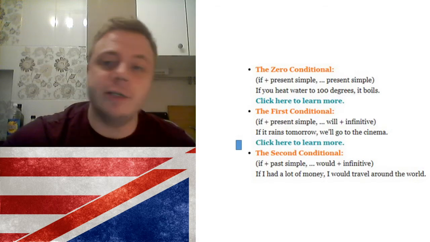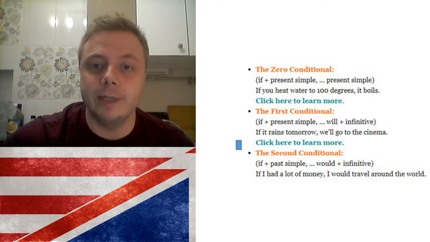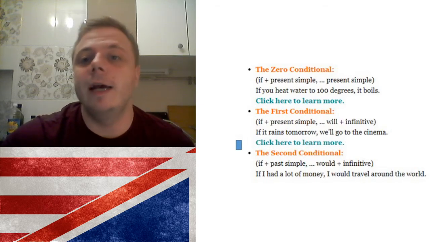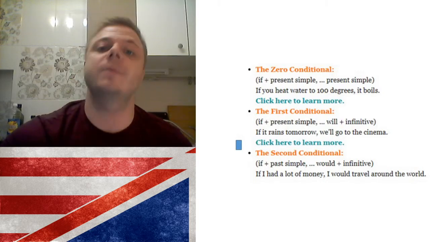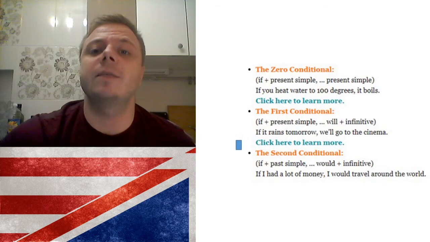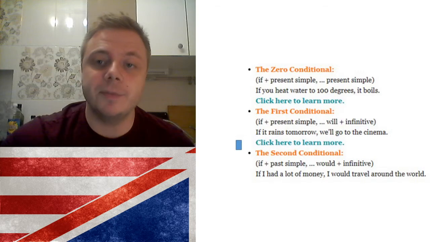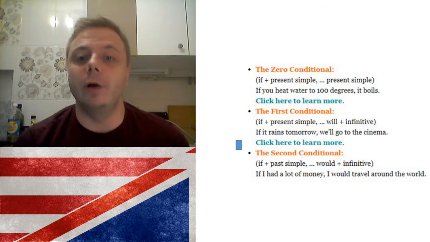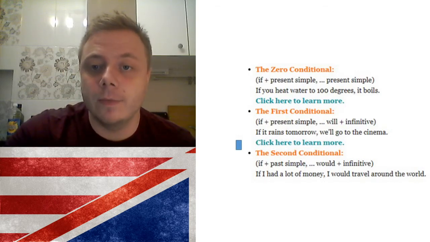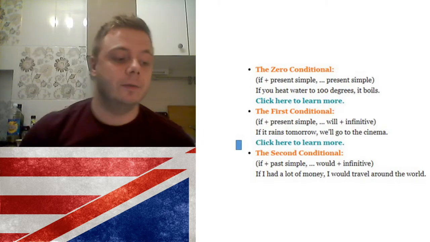So any conditional sentence consists of 2 parts. The if part, or the if clause, the cause of the situation, and the second part, or subordinate clause, which shows the result. So here, for example, we have if plus present simple plus present simple. So the examples are like this. If you heat water to 100 degrees, it boils, right? So this is the cause. And it boils, it's the result, right?